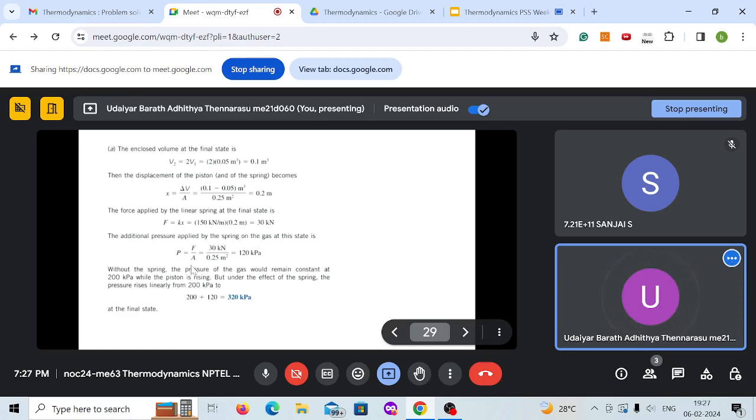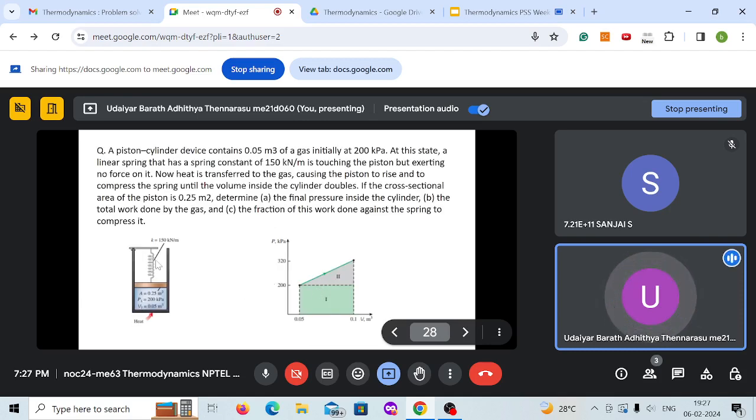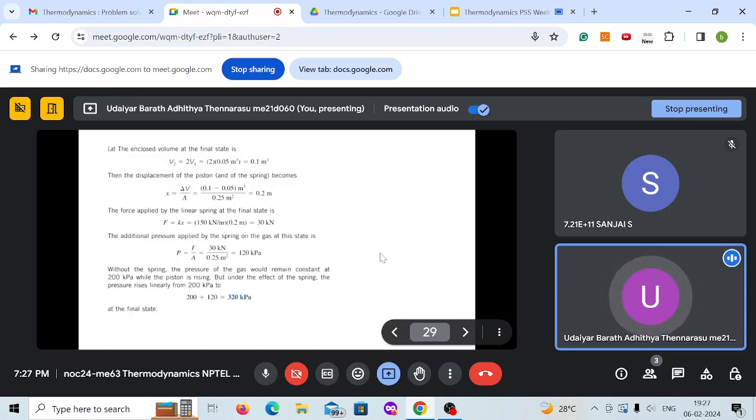Now we can convert that into pressure. Pressure is force by area. So 30 kilonewton by 0.25 meter square, we get 120 kilopascal. Without the spring, the pressure of the gas would remain constant at 200 kilopascal while the piston is rising. There will be a change in volume, the piston will keep on rising, but the pressure will be the same. But under the effect of the spring, the pressure rises linearly from 200 to 320 kilopascal, because the spring is compressing it.